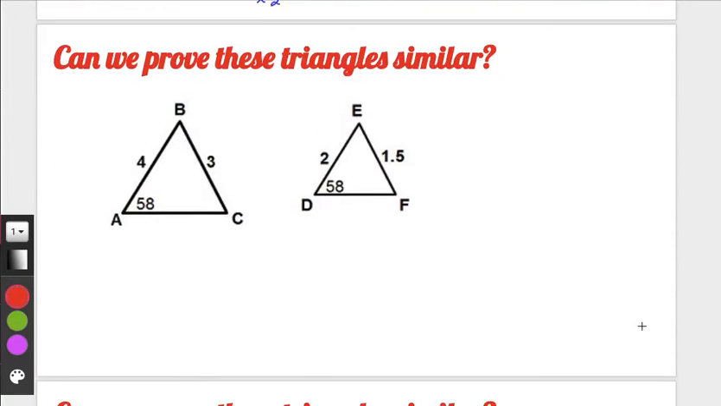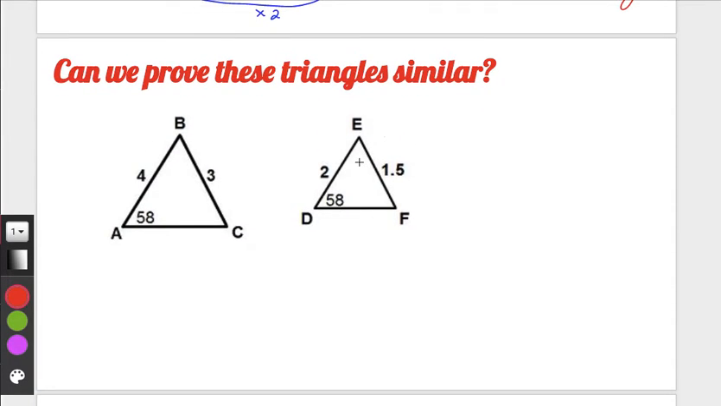Now let's check this one. Let's quickly check the sides we have. If we pay close attention to the sides, 4 to 2 is divided by 2. It's like half, right? Half of 3 is 1.5, half of 4 is 2. So for the sides, everything is shrunk to half. For the angle, this is 58 degrees, this is 50 degrees. Then can we come to the conclusion that they are similar?